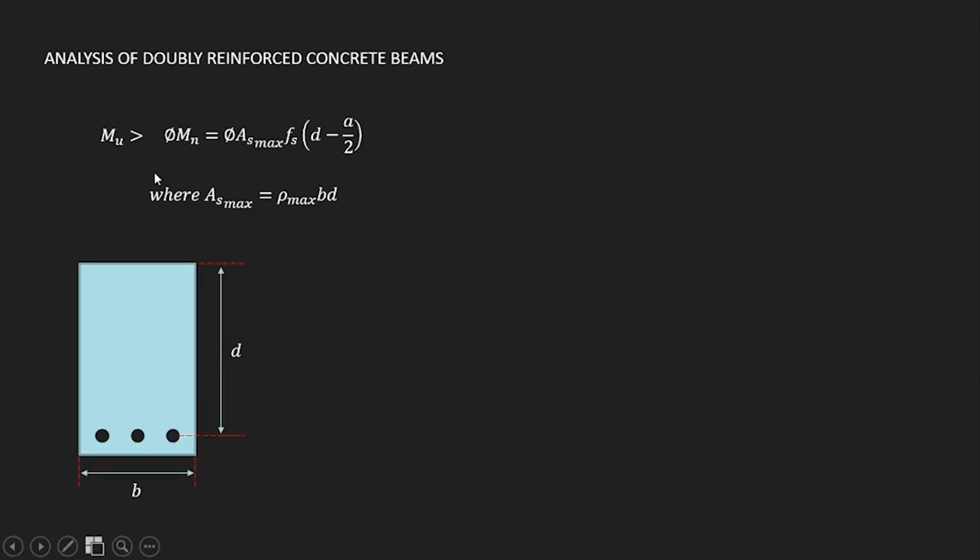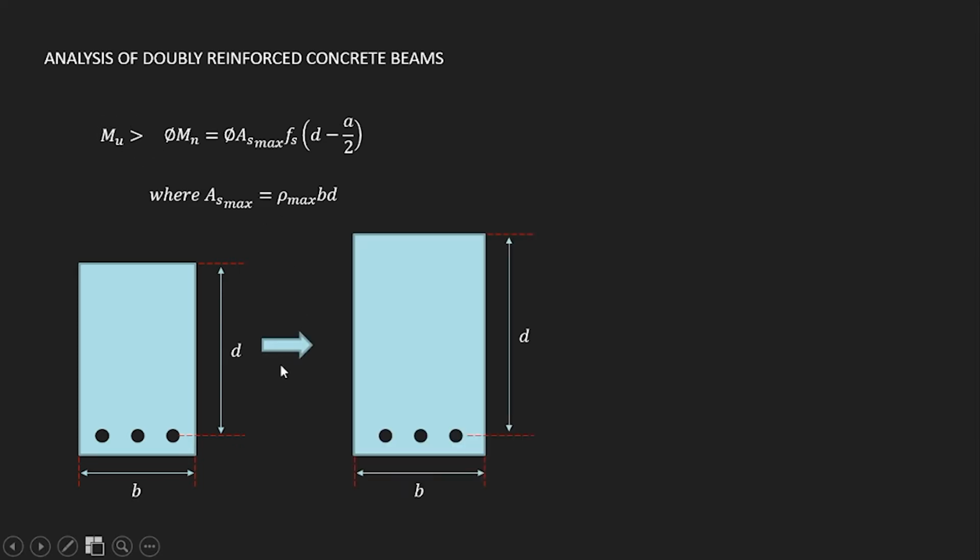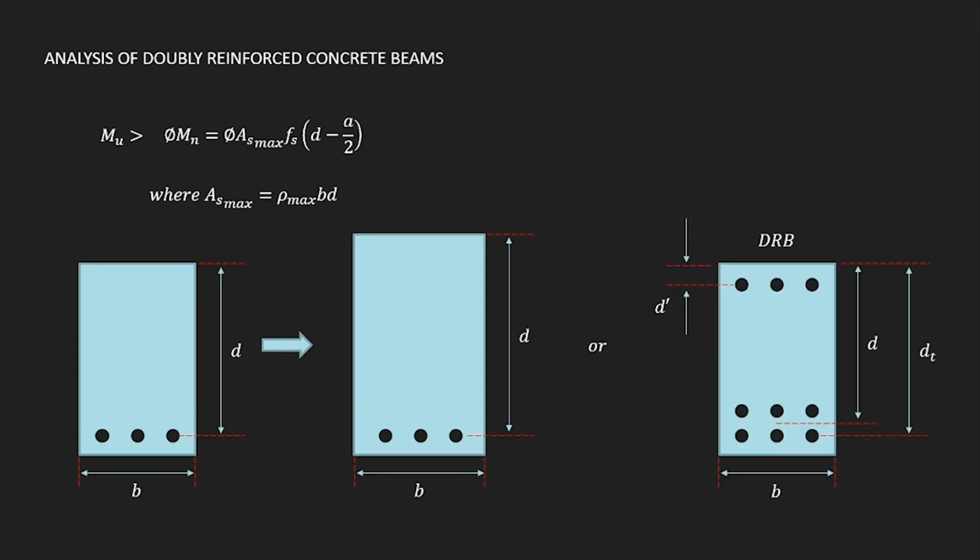Ngayon, yung ginagawa natin sa design, if our factored moment na Mu, so nasolve yan galing sa factored loads natin, and if it's greater than sa design strength, so kahit gumamit tayo ng maximum steel reinforcement na As max, so kung less than pa din yan, so yung solution natin para madagdagan yung design strength natin na dapat mag-equal sa Mu or mag-greater than sa Mu, pwede natin palakihin yung section, so pwede natin palakihin yung beam width na b and the effective depth or the total depth of the section. Or, we will use double reinforced beam or DRB.